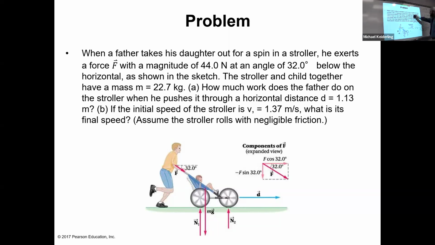It is in your book, so. Here, when a father takes his daughter out for a spin in a stroller, he exerts a force with a magnitude of 44 newtons at an angle of 32 degrees below the horizontal, as shown in the sketch. The stroller and the child together have a mass of 22.7 kilograms. How much work does the father do on the stroller when he pushes it through a horizontal distance of 1.13 meters? And if the initial speed of the stroller is 1.37 meters per second, what is the final speed, assuming the stroller rolls with negligible friction?